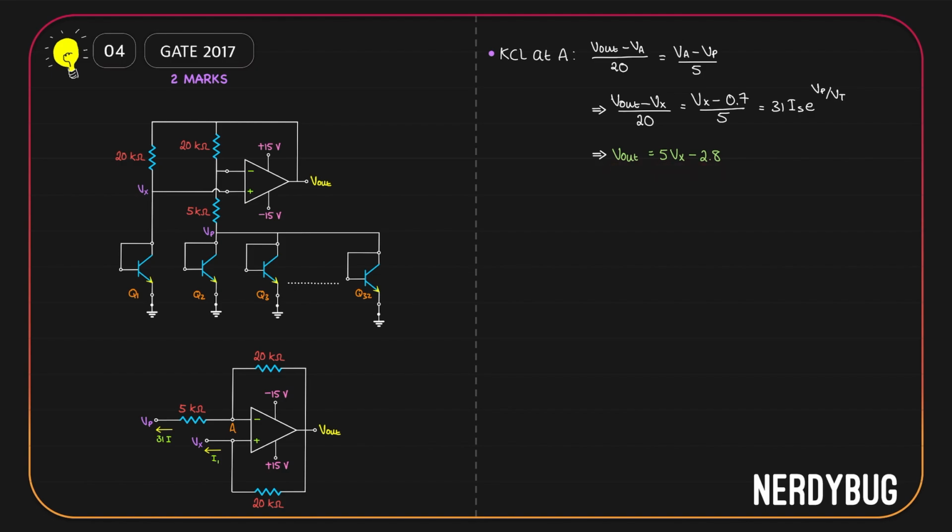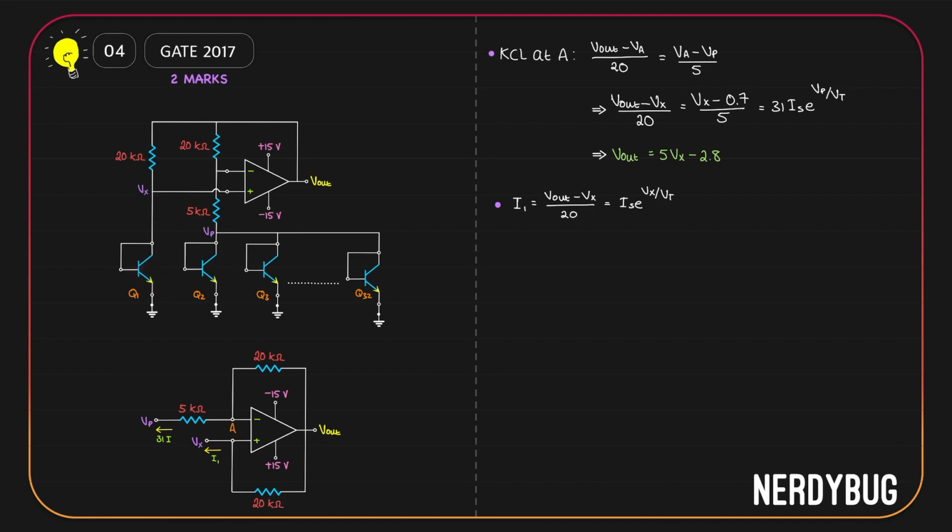Let it be there. Let's take a look at the 20 kilo ohm over here. It has a potential V out on one end and Vx on the other end. So the current flowing through it in this direction will be V out minus Vx divided by 20 kilo ohm. But this is the same current as I1. So we can write I1 is Vout minus Vx divided by 20 kilo ohm. But I1 can also be written as Is e raised to Vx by Vt, because for the transistor number 1, potential at base is Vx. Potential at emitter is 0. So VBE, potential difference between the base and emitter, will be Vx.